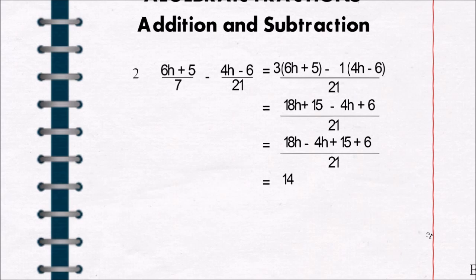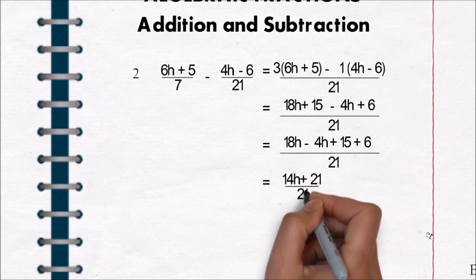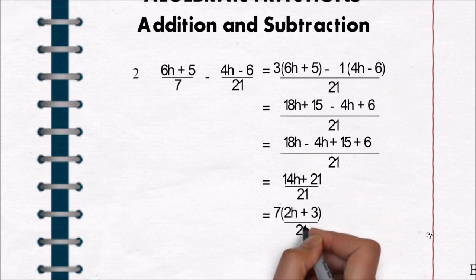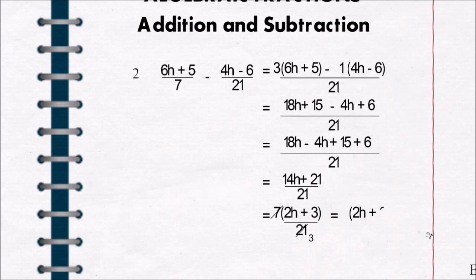18h minus 4h will give us 14h. 15 plus 6 will give us 21. So we have this expression 14h plus 21 all over 21. Still at the numerator, we can factorize the expression. So we can factor out 7 because 7 is common to both terms. And when we factor out 7, we're left with 2h plus 3. 7 will divide 7 at the numerator, we have 1. And then 7 will divide 21 at the denominator, and we have 3. So in the end, we are left with 2h plus 3 all over 3.